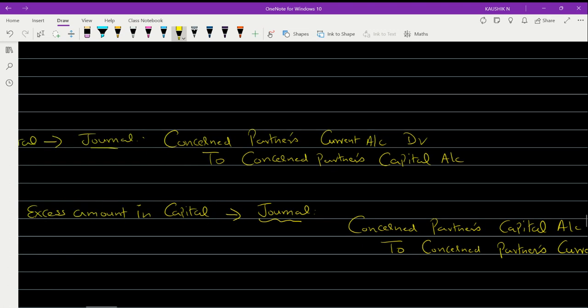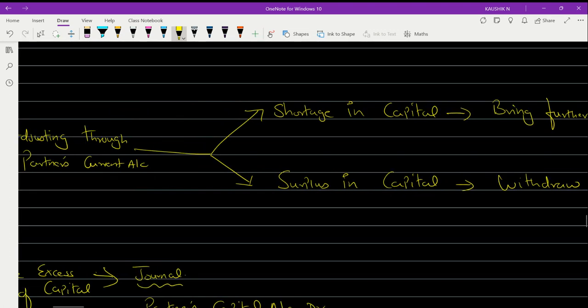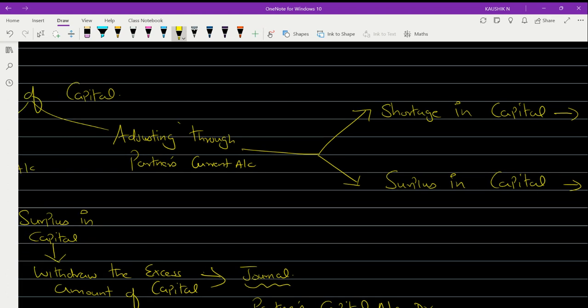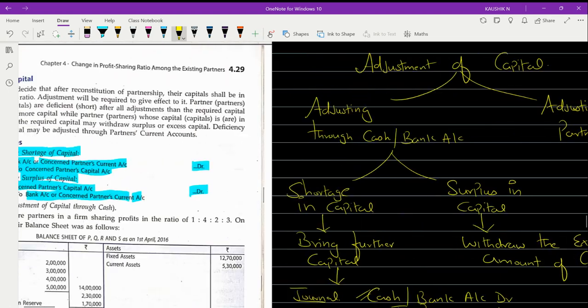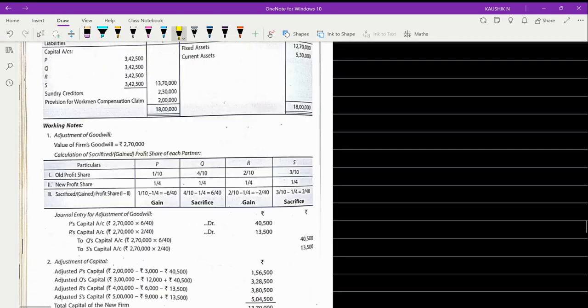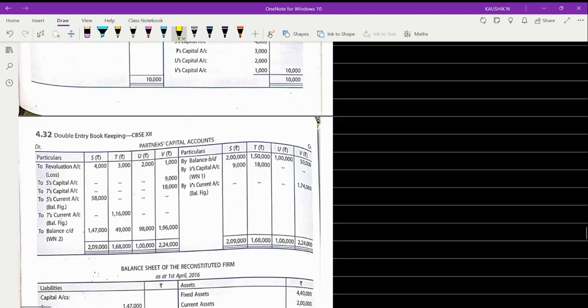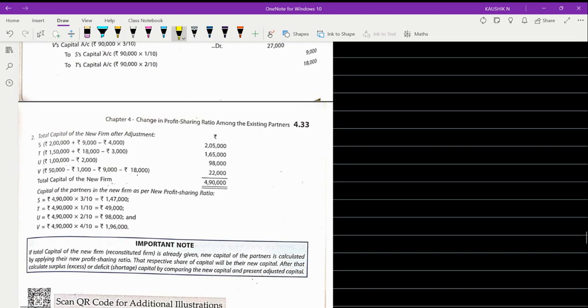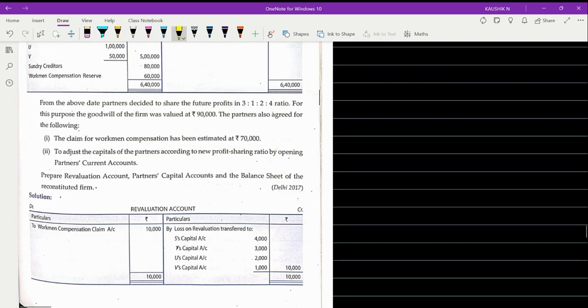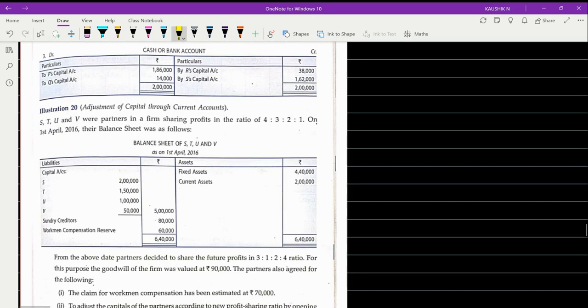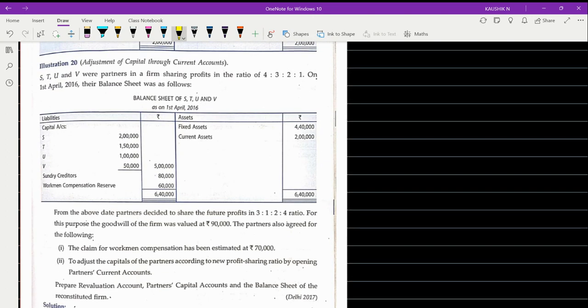Okay, now we are going to work out a problem under this category, that is adjusting through partners' current account. Let us discuss the problem. Come to this particular problem, illustration number 20. The question itself says very clearly, there are four partners: S, T, U, and V were partners in a firm sharing the profits in the ratio 4:3:2:1.